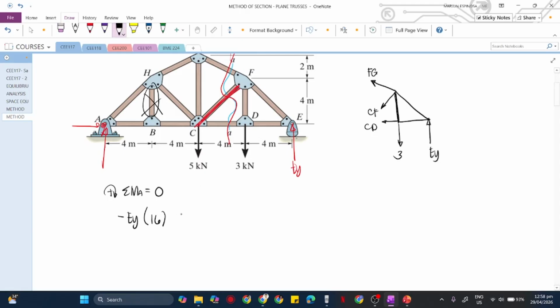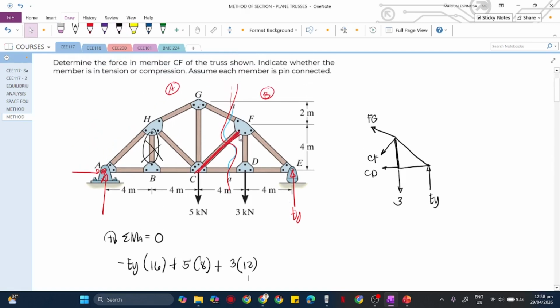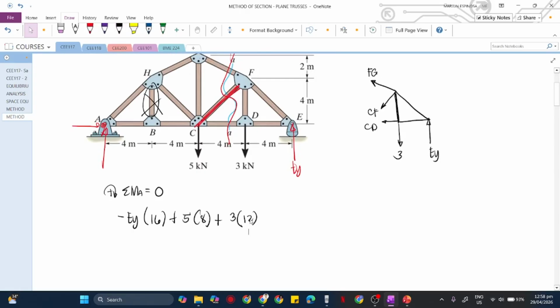Okay. Aside from that, we have here 5 kilonewtons. So 5 kilonewtons ito, then that is clockwise, no? And that is 8 kilonewtons, 8 meters pala, sorry, with respect to A. Okay, plus ito din 3 kilonewtons, and that is 12 meters away from A. Okay, we don't have any more forces, so this is our equation. Then equate that to 0.